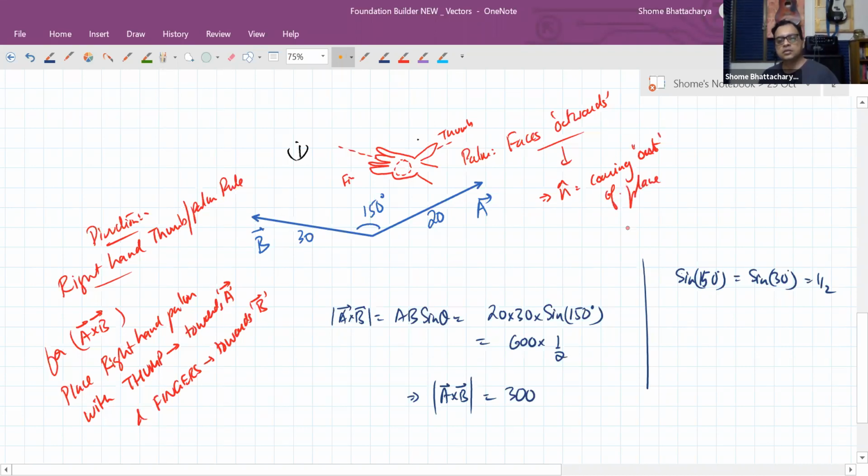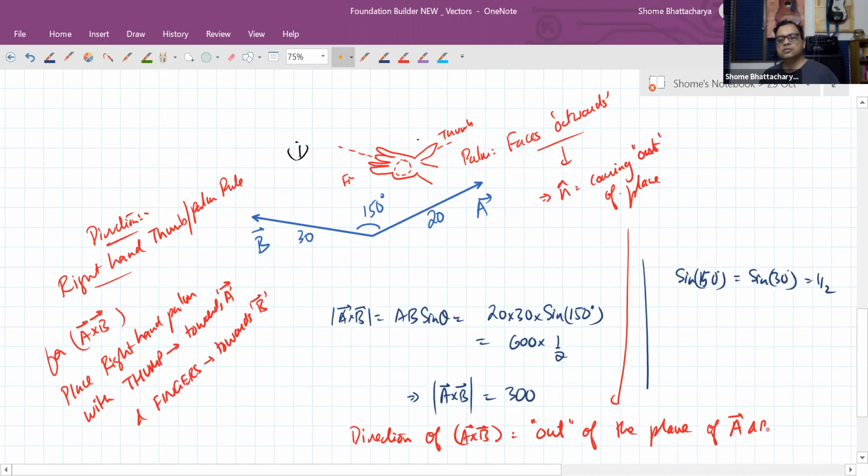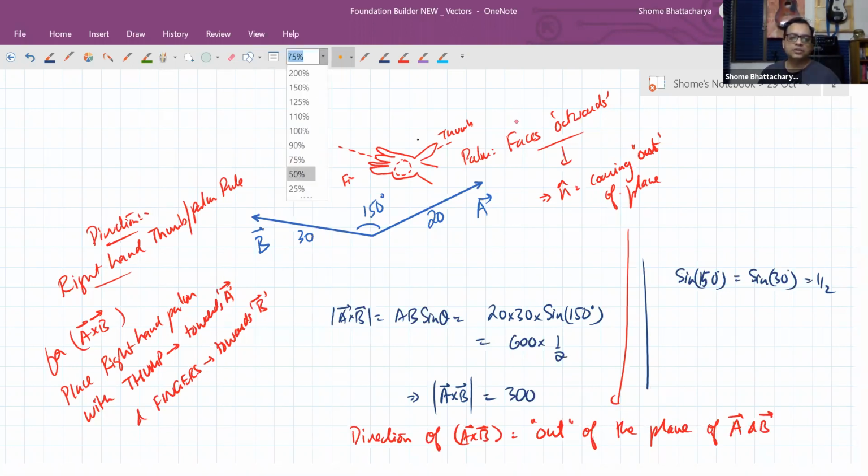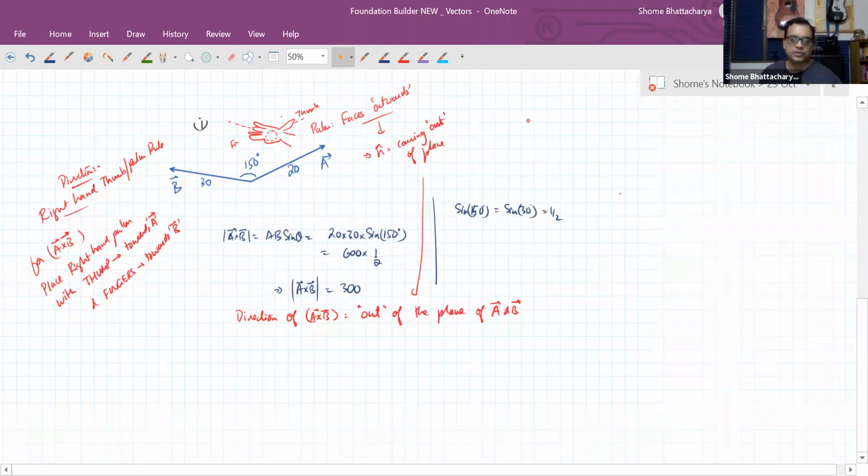Hence, the direction of A cross B is out of the plane of A and B. Okay. So this is something you have to practice a little bit and get used to. The right hand palm rule.